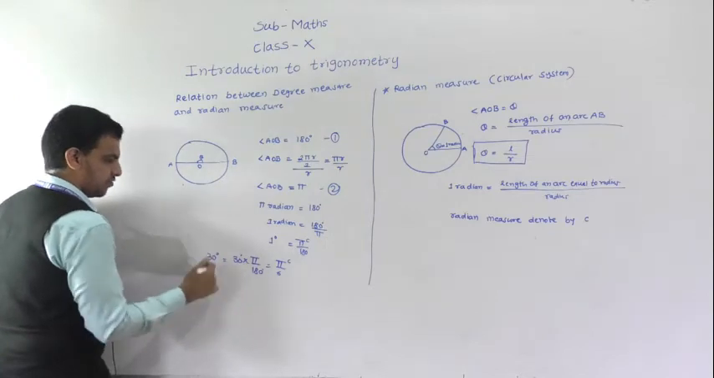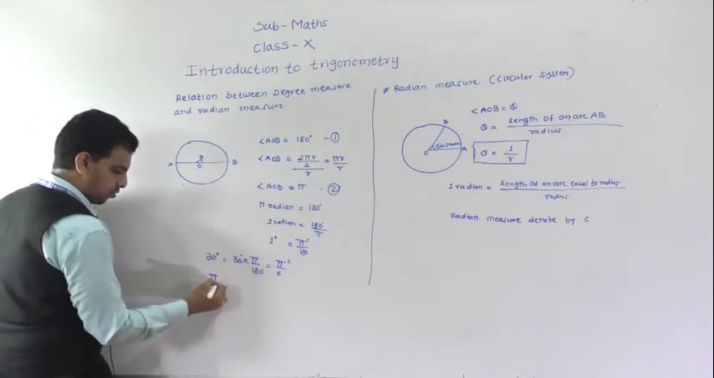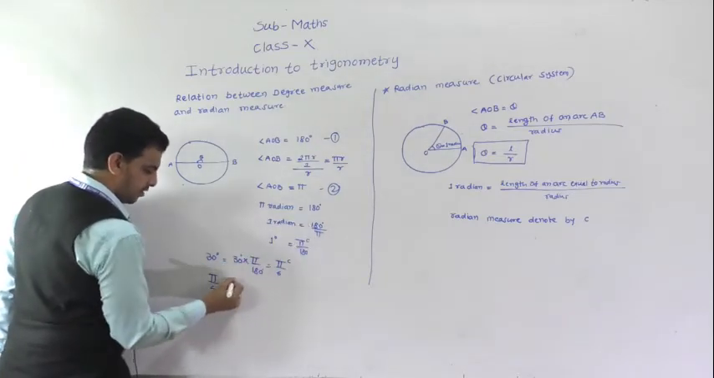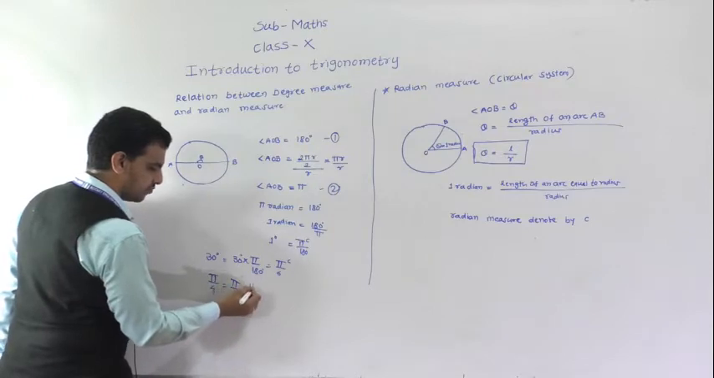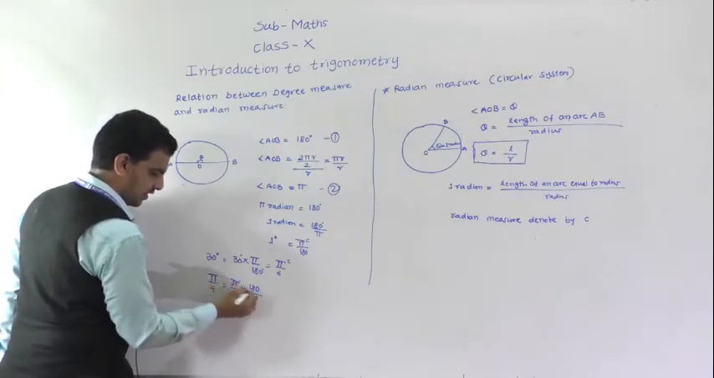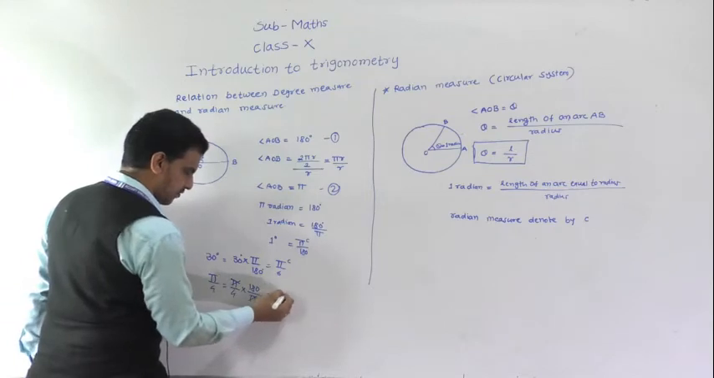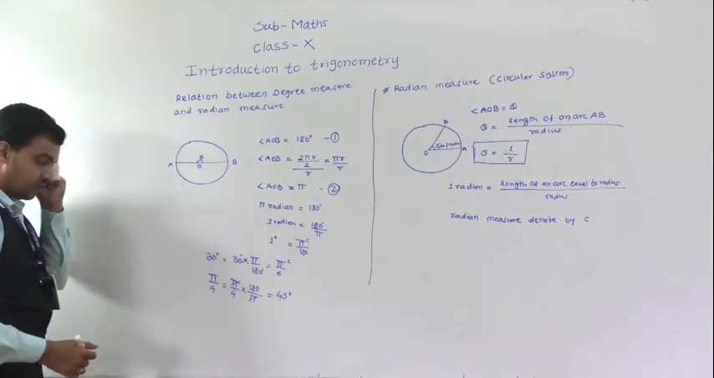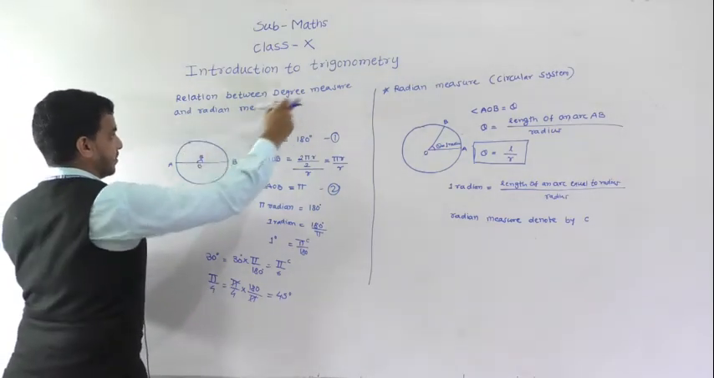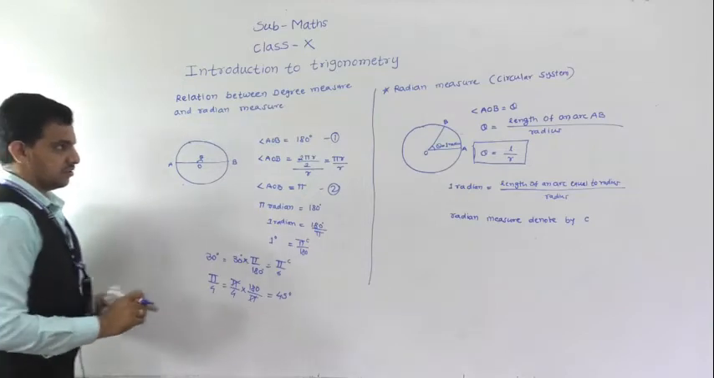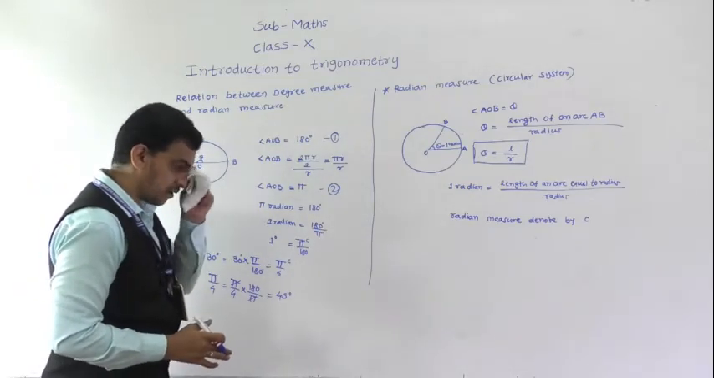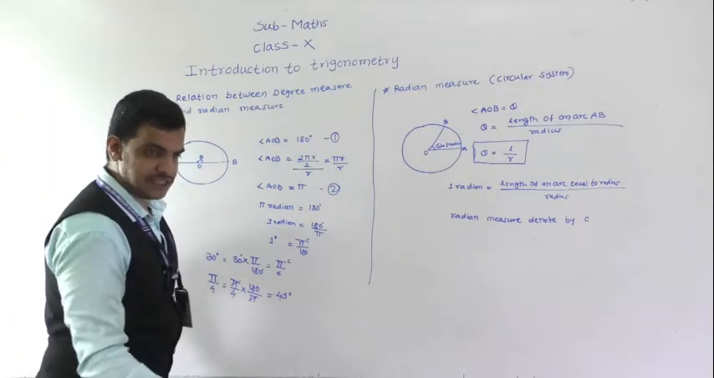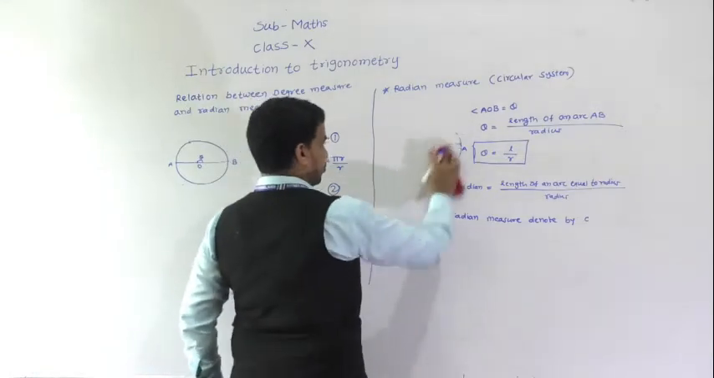Okay, suppose you have to convert pi by 4 into degrees. Multiply by 180 by pi, so pi by 4 into 180 by pi. The pi will cancel, leaving 180 by 4, that is 45 degrees. So pi by 4 means 45 degrees. Okay, so this is the relation between degree measure and radian measure. This is the basic for trigonometry.